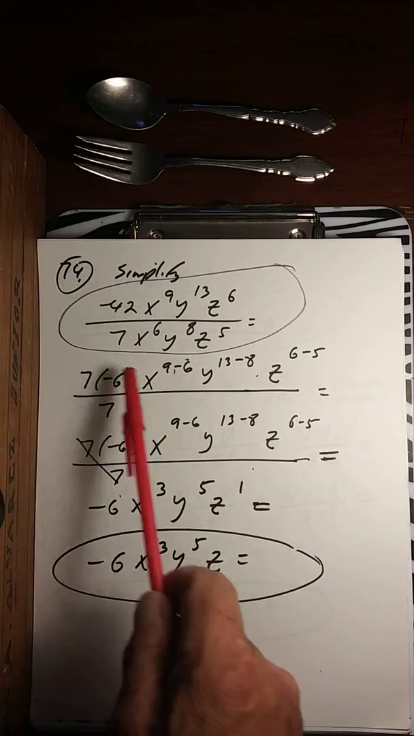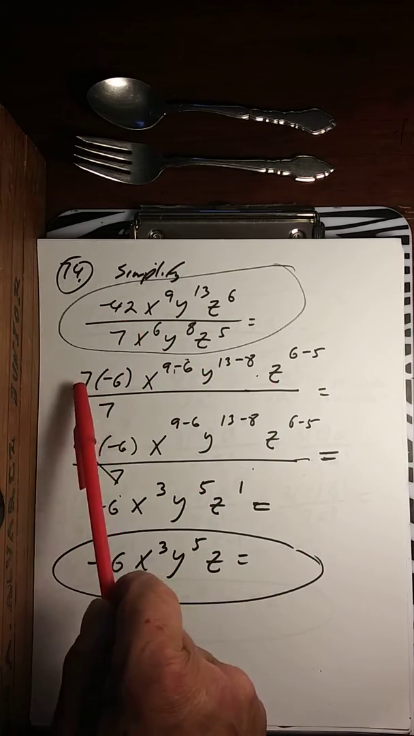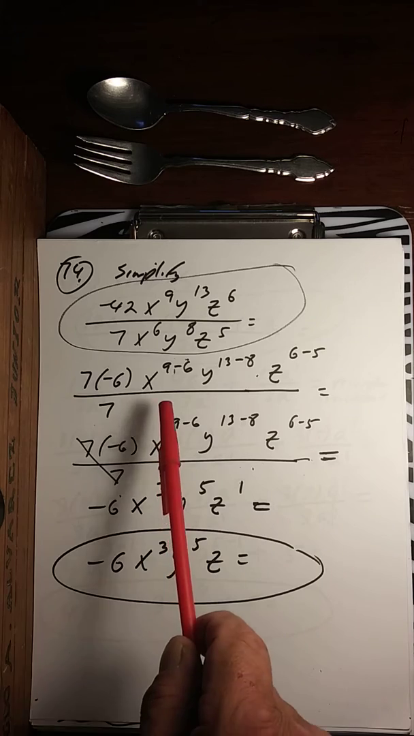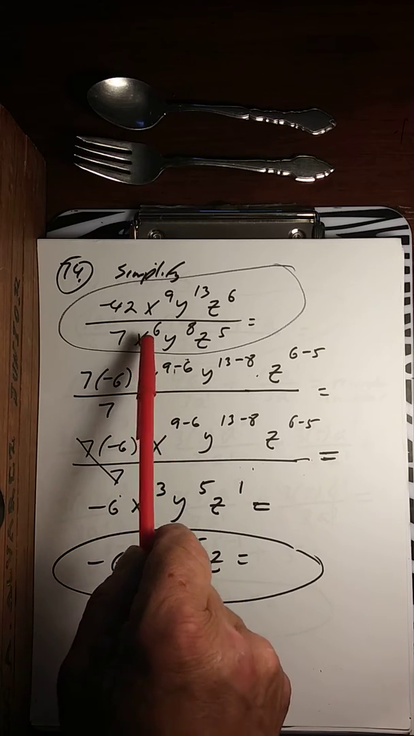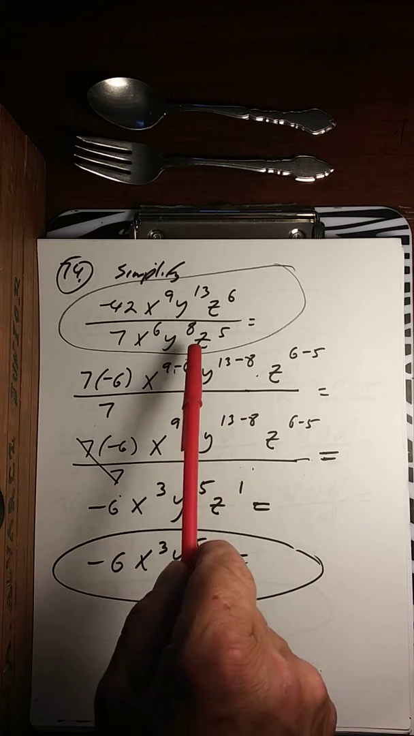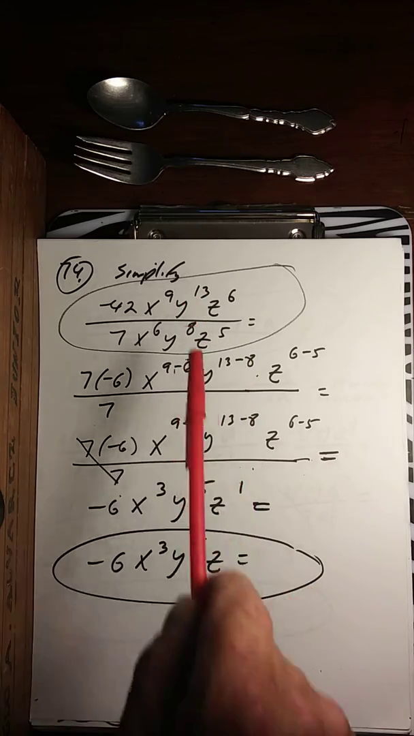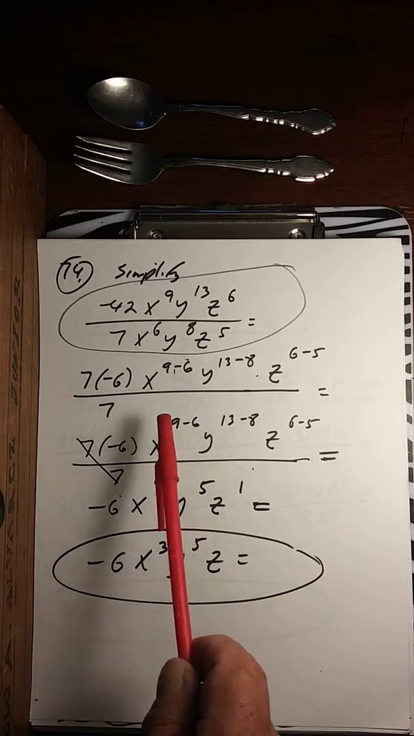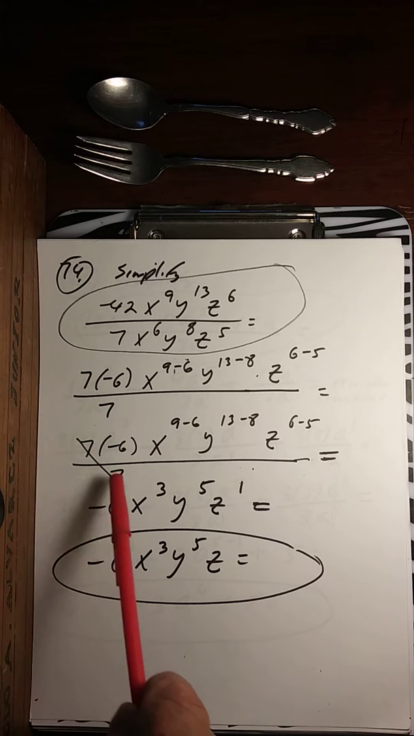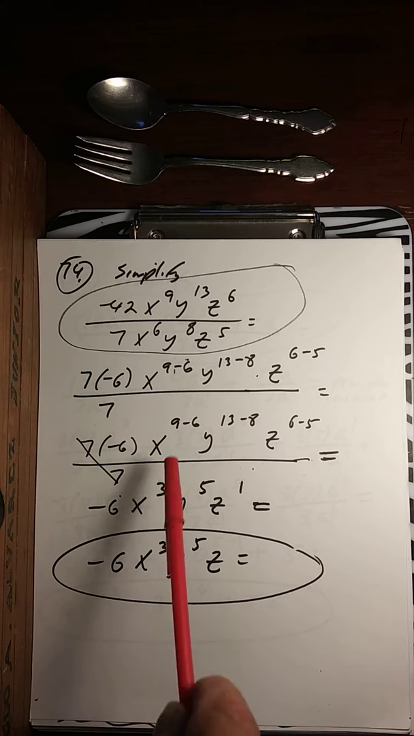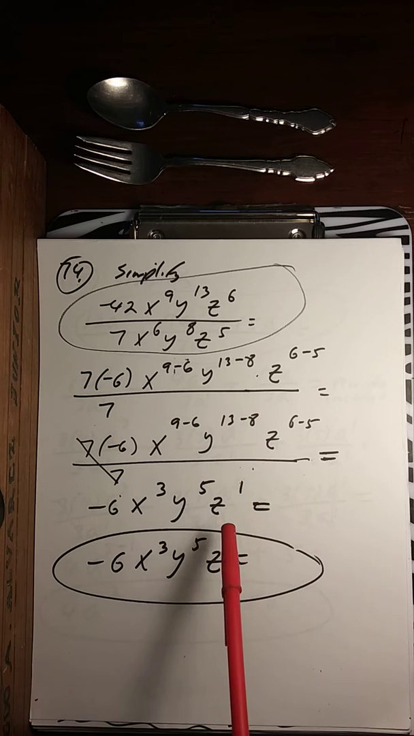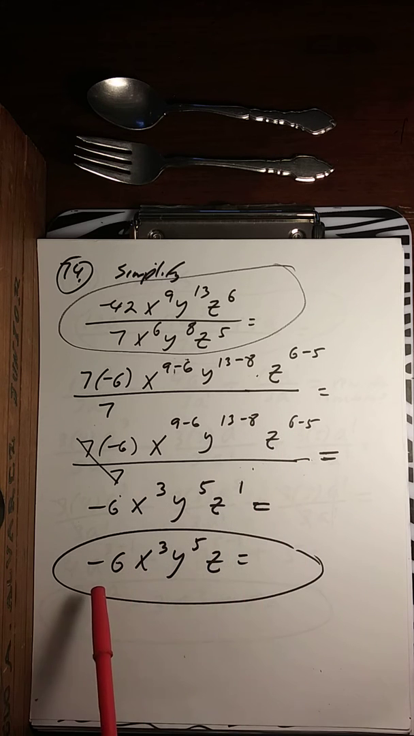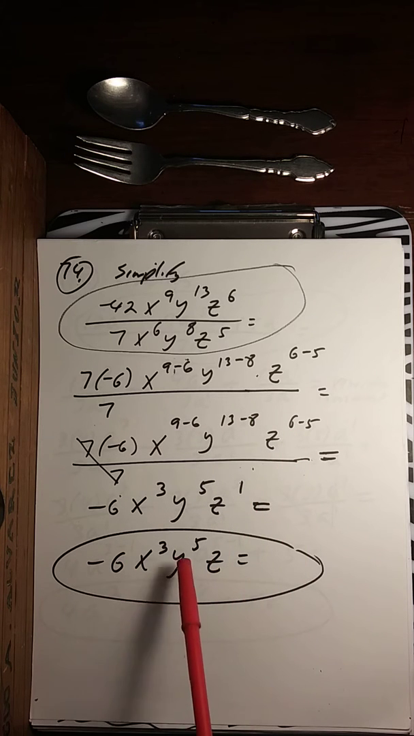Simplify this. So I'm going to rewrite this. 7 times negative 6 is negative 42. Subtract the powers: 6 from 9, 13 minus 8, and 5 from 6. Subtract the little powers from the big powers. So now these cancel. So we are left with negative 6, x to the 3, y to the 5, z to the 1, and you don't need the 1. So negative 6, x cubed, y to the 5, and z.